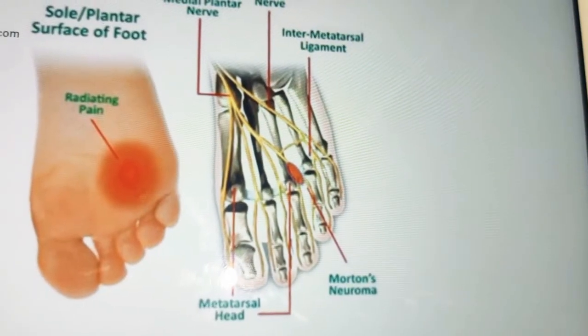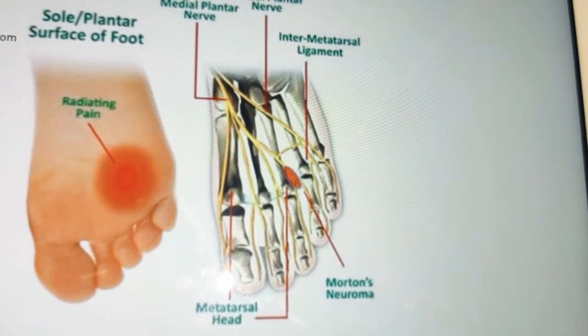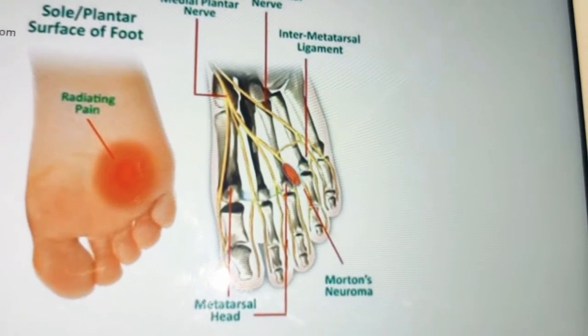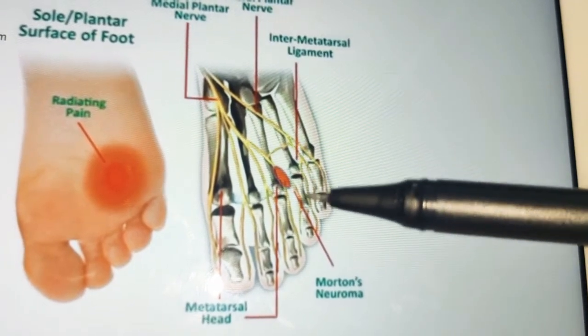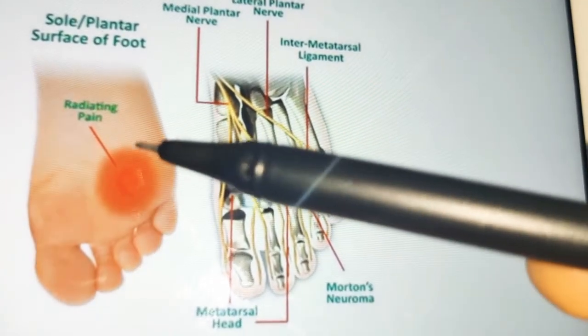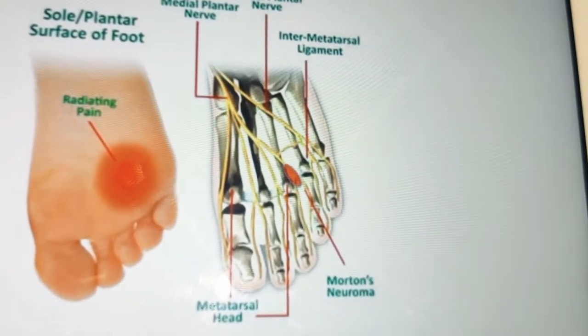This diagram shows Morton's neuroma, the entrapment disorder where the medial plantar nerve is affected, and here the third common branch is mostly affected. You can see here 1, 2, 3, this third common branch is affected in Morton's neuroma, and this is how it looks. Radiating pain will be here on the sole or plantar surface of the foot.